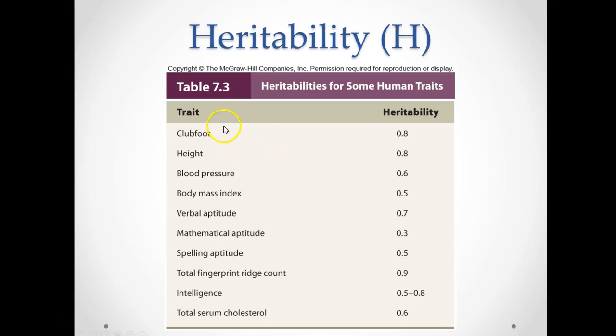So we have calculated heritability for a variety of different traits. And what's interesting is the higher the heritability, the more genes are responsible, and the lower the heritability, the more environment is responsible. So clubfoot, which is a condition that you're born with, your height, your blood pressure, your verbal aptitude, your mathematical aptitude, interestingly enough, is not very heritable, so that's mostly your environment and not your genes. Your total fingerprint ridge count, we talked about that, that's highly heritable. So all of these things are what we're after, trying to pinpoint these multifactorial traits.